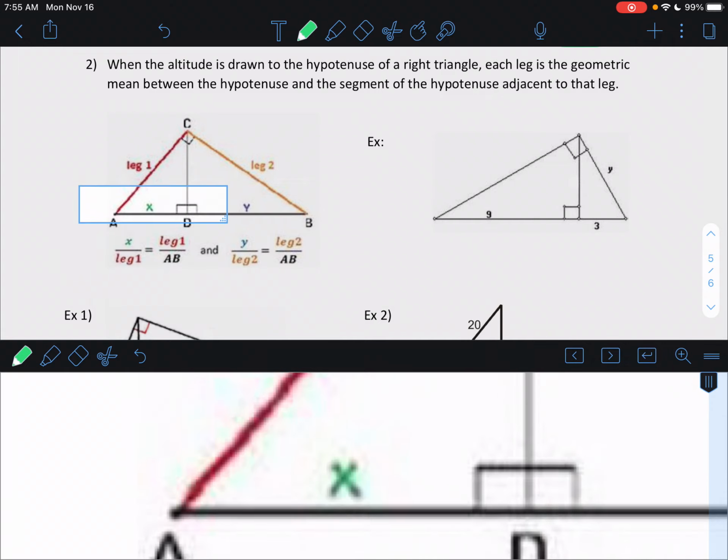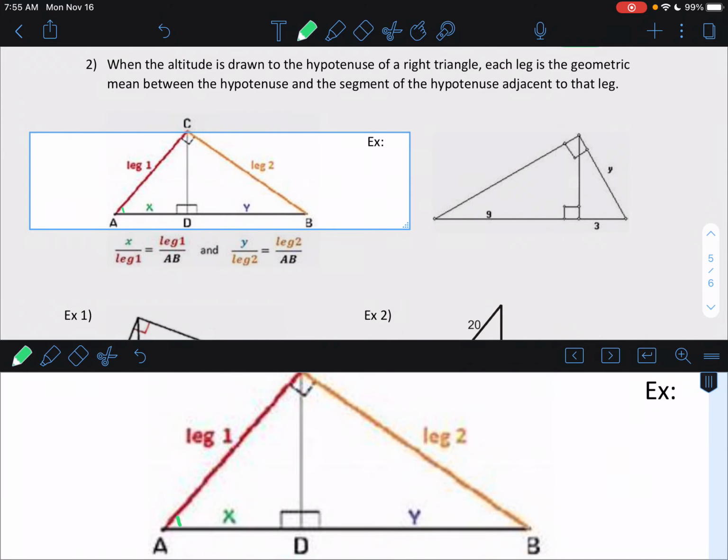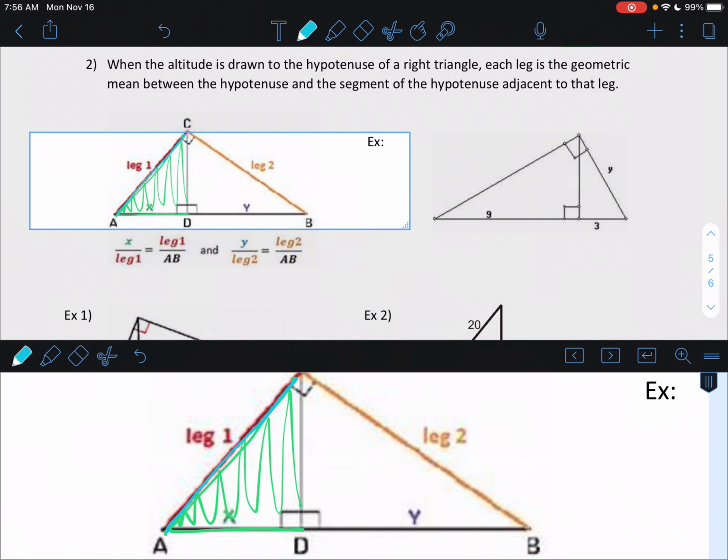We have x over leg 1. So those are both in this small triangle there. It is like the short leg basically over the hypotenuse, because leg 1 is, in this case, the hypotenuse of that small triangle, equals leg 1 over AB. So equals, once again, the short leg over the hypotenuse. So the short leg is leg 1, and AB is the hypotenuse of the big triangle.